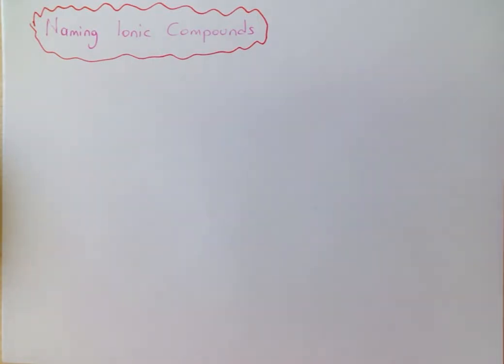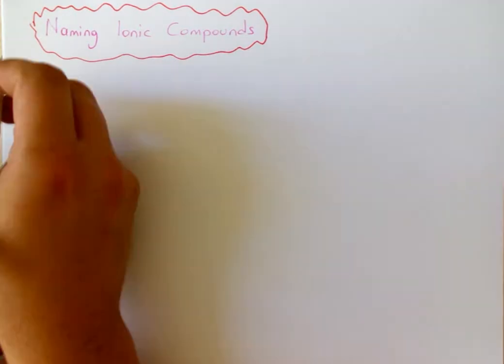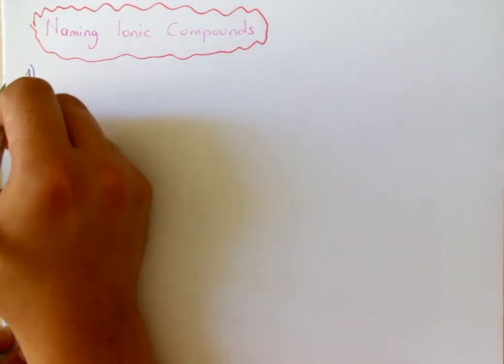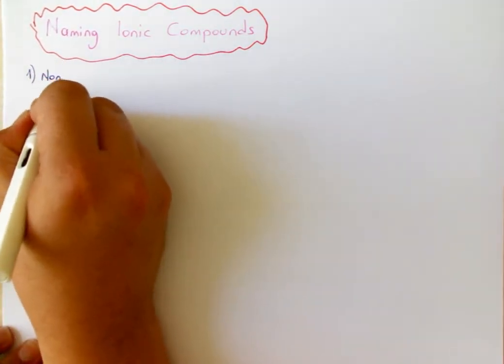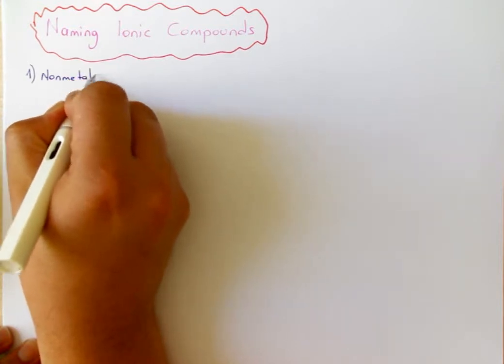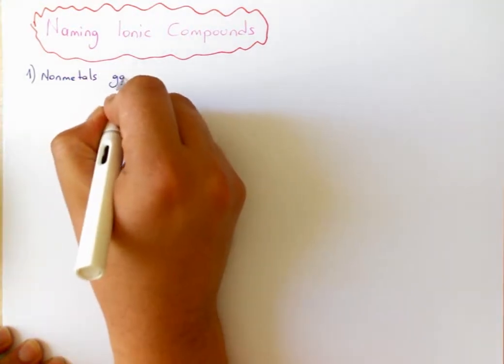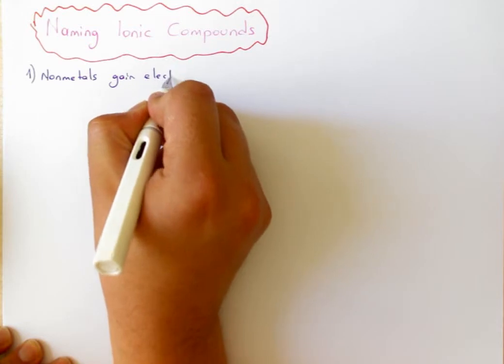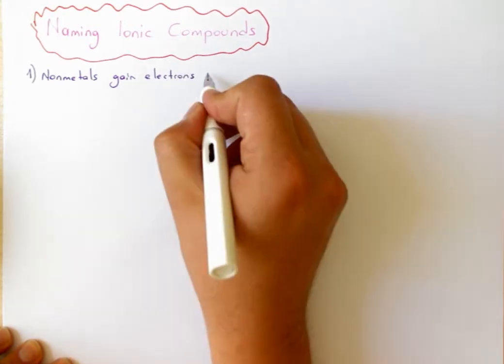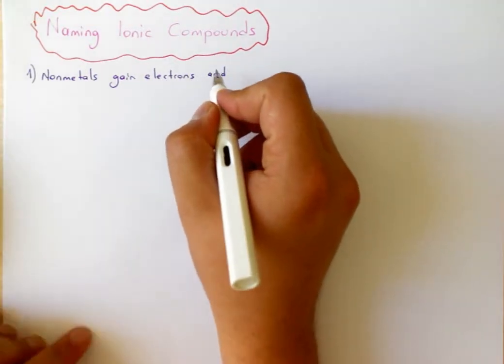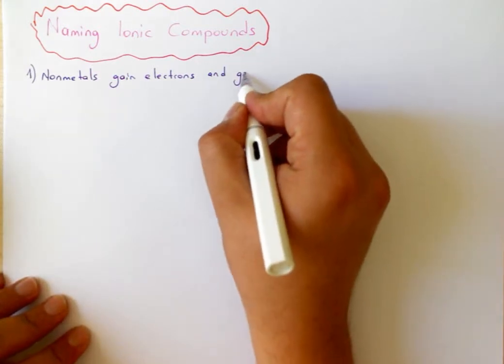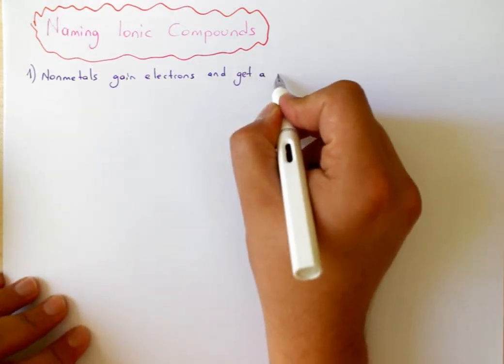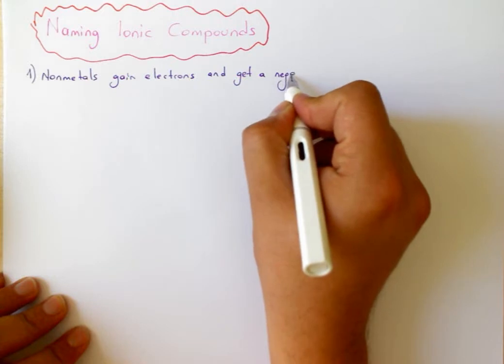Hello, now I will tell you how to name an ionic compound, and we will start with four important sentences. The first one is that nonmetals gain electrons and get a negative charge.